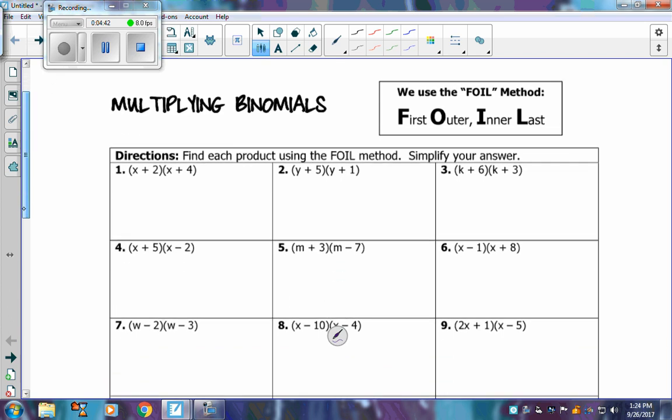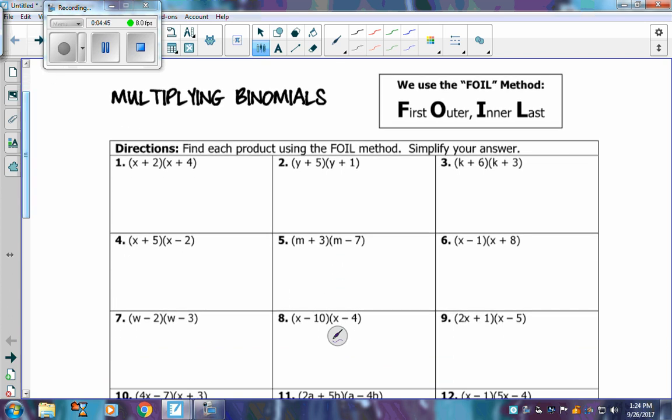All right, here we go. First binomials: x plus 2 times x plus 4. Here's one binomial, here's the other. The first term in this binomial is x. What's the first term in this binomial? So x times x, that's your first times first. x times x is x squared. O is for outer. What's on the outside? One from each. The x and the 4 are on the outsides. Now multiply those. What's 4 times x? 4x.